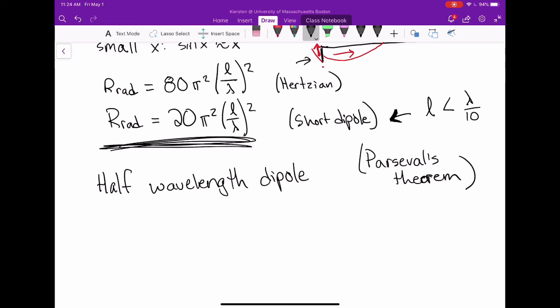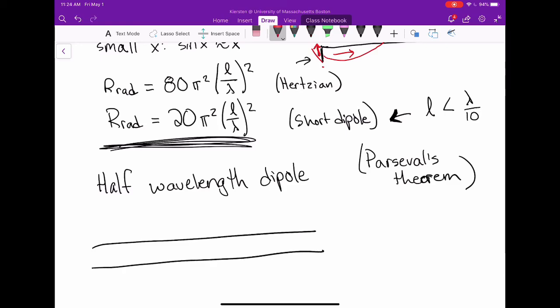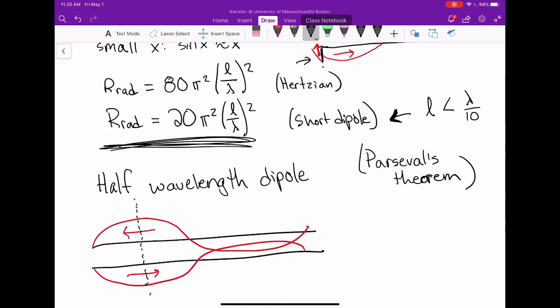So, half wavelength dipole. Let's go back to our transmission line. What if we start with a transmission line? We've got a standing wave because it's open-ended. So this current's going that way, and this current's going that way. And then we cut it right here, a quarter wavelength away from the end, and we fold up a quarter wavelength on the top and a quarter wavelength on the bottom. We just fold that up. Now I've got current on the top going like that, current on the bottom going like that.